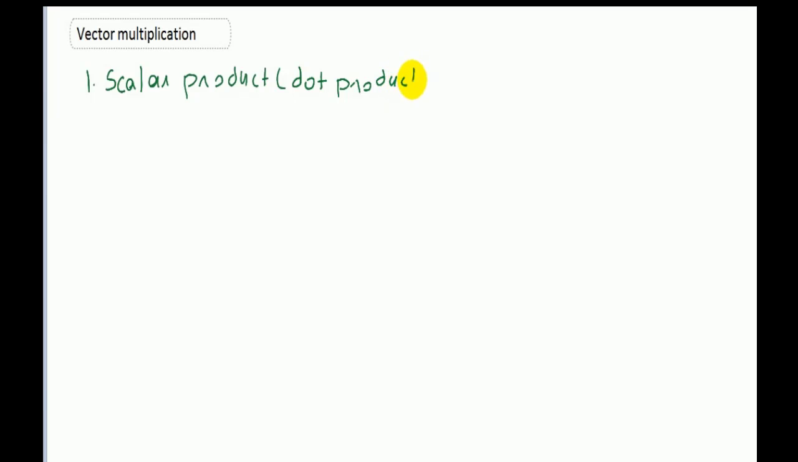If there are two vectors, suppose a vector dot b vector, then the dot product of a vector and b vector will be a vector magnitude multiplied with b vector magnitude multiplied with cos of the angle between them. Suppose these are my two vectors.